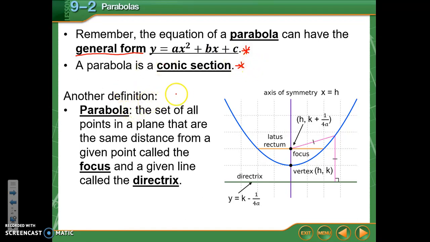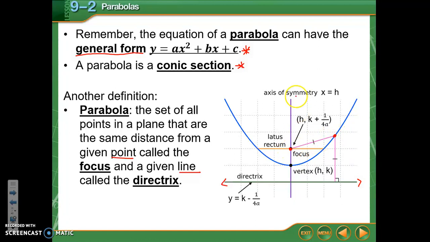But another definition of a parabola, which is what we're focusing on in this chapter, is that technically a parabola is all the points in a plane that are the same distance from some point, which is called the focus, and a given line, which is called the directrix. So if you look here at this graph, the blue curve is the parabola. This point right here is the focus, and this line down here, this green line, is called the directrix. Every point on this parabola, so if we look at this point right here, is the same distance from the directrix as it is from this point called the focus.